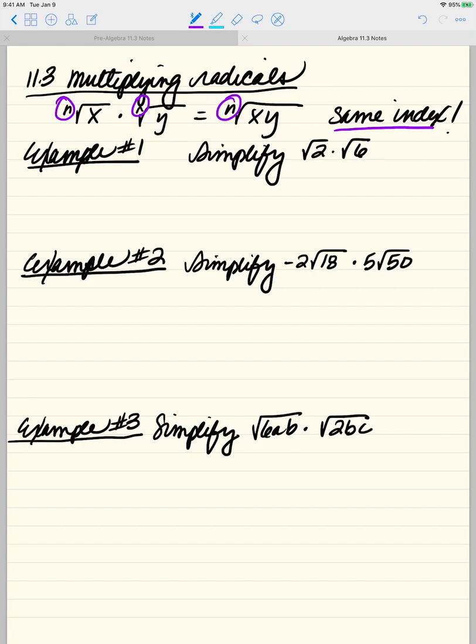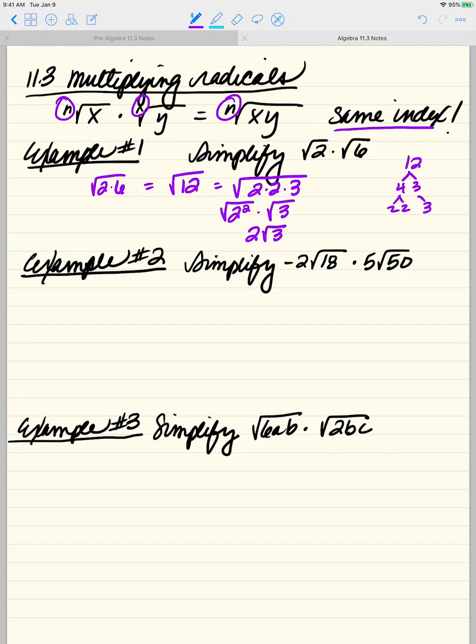Okay, so example number 1, simplify the square root of 2 times the square root of 6. So what we're going to do is the square root of 2 times 6, which becomes the square root of 12. Rewrite that. 12, remember, is 4 times 3, which is 2 times 2 times 3. So product of prime factors. That gives us the square root of 2 squared times the square root of 3, which simplifies to 2 root 3.